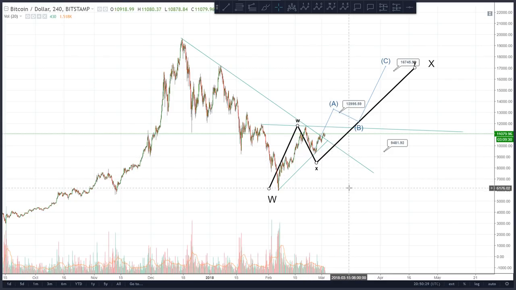Alright, so that'll be it for the video today. I hope you've enjoyed it. I hope it's given you a new outlook. It's not too different from yesterday's video. The ABC still has the same target roughly, but it just means we can be a little more excited because this retracement is going to be a lot more shallow than the previous retracement that I predicted yesterday.